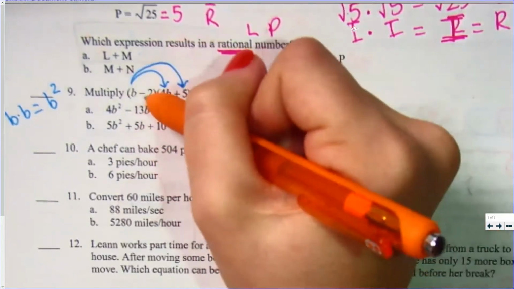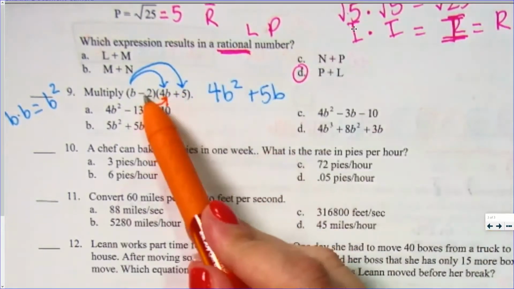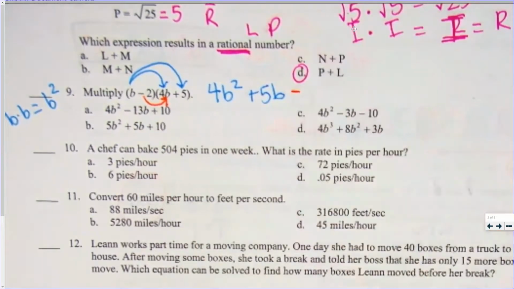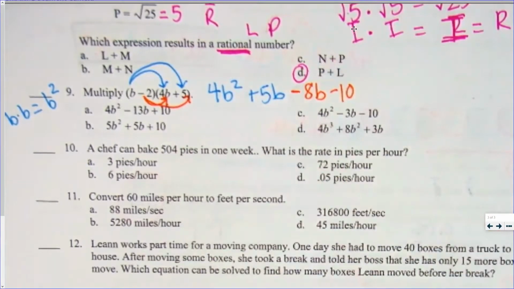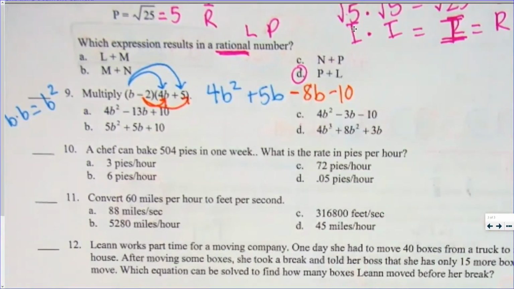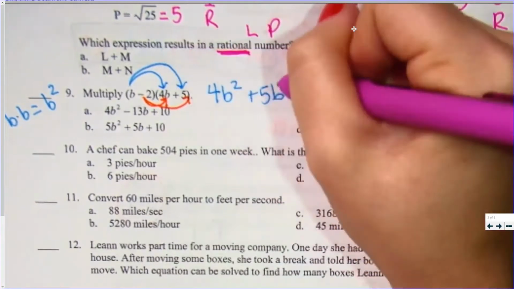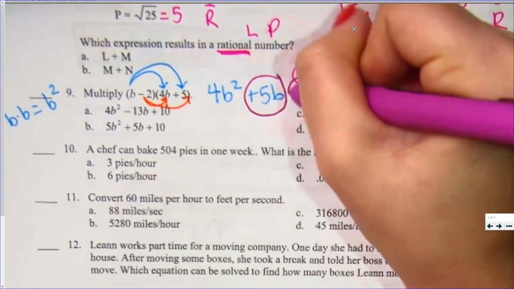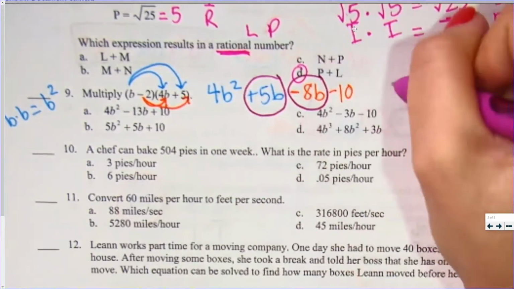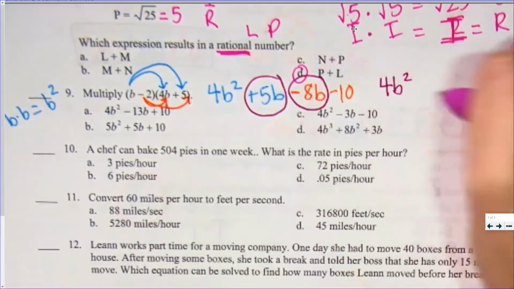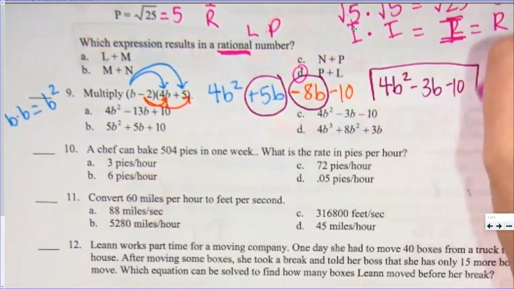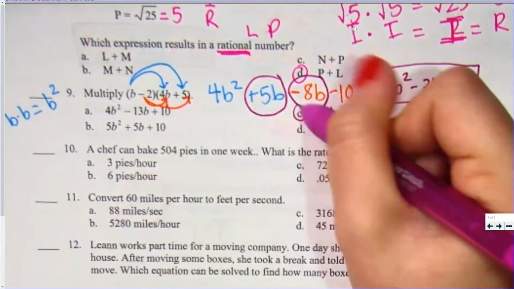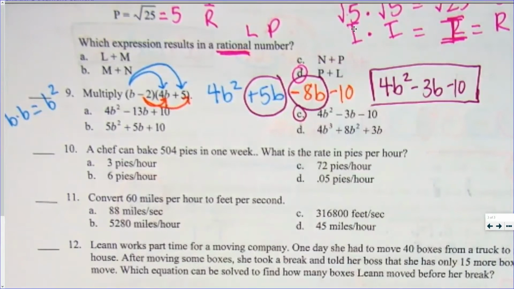Then I'm going to have negative 2 times 4b. Remember, a negative times a positive is a negative. And then 2 times 4 is 8, negative 8b. And then negative 2 times 5 is going to be negative 10. All right, I can combine 2 of these terms. I can combine 5b minus 8b, and that's going to be negative 3b. 4b squared stays the same, negative 3b, and then negative 10 is going to be my answer. And the only one that matches with that is part C, or letter C.